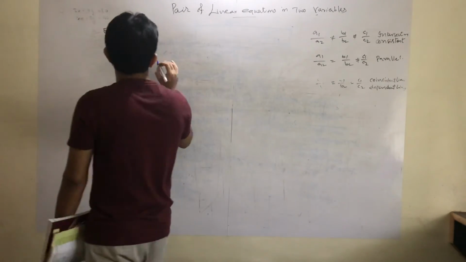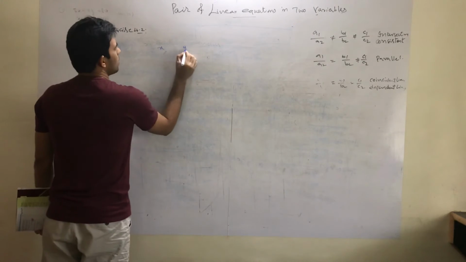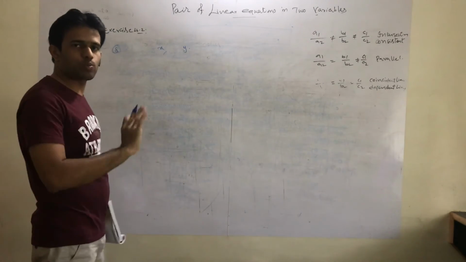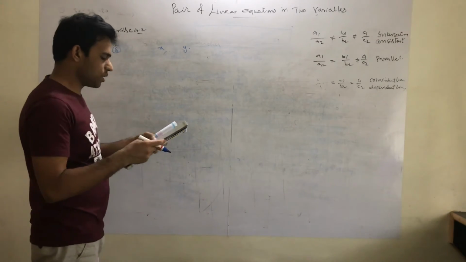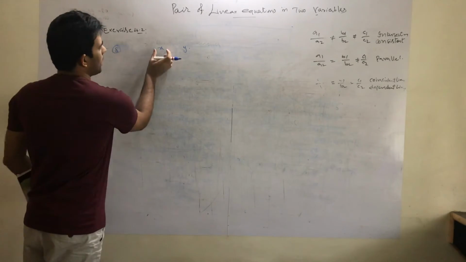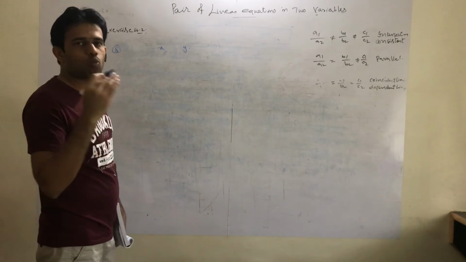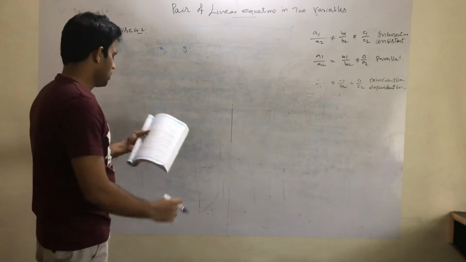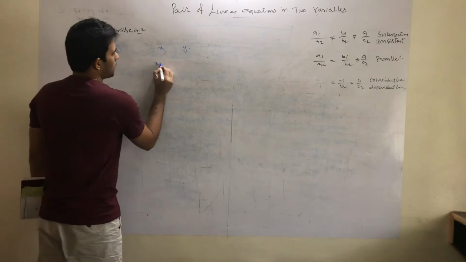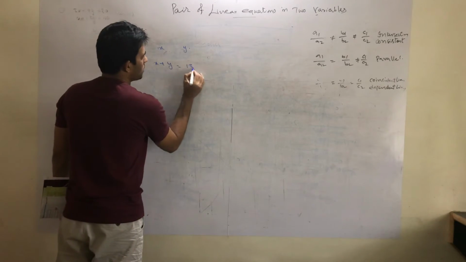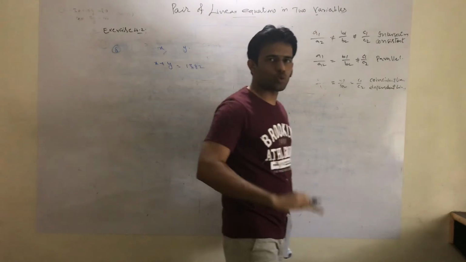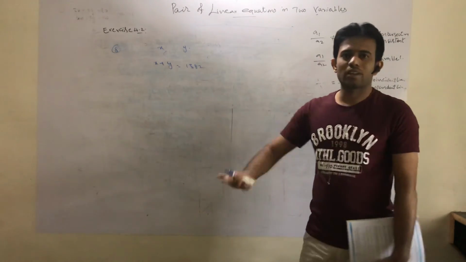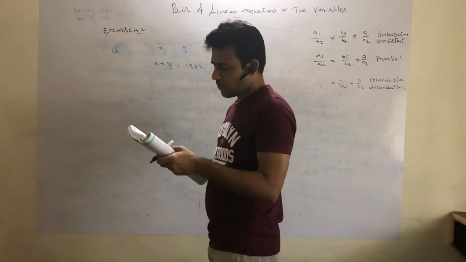Let's say the broken parts are x and y. A book is broken into two parts, x and y. x pages are in part 1 and y pages are in part 2. The total pages, that is x plus y, is given, that is 1382. The total pages in the book is 1382, broken into two parts.